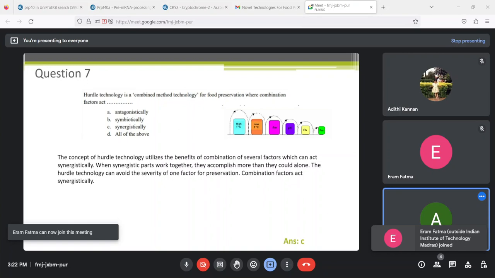I hope it is clear what the meaning of hurdle technology is. That is, you'll have multiple hurdles, then finally end up storing the product, and this will have a better shelf life than the food product where you have used only one factor. And one of the other advantages of using hurdle technology is that since you're using less extreme conditions, your cost of production will decrease and you'll have a lot of energy savings as well. So this is one other advantage of using hurdle technology.